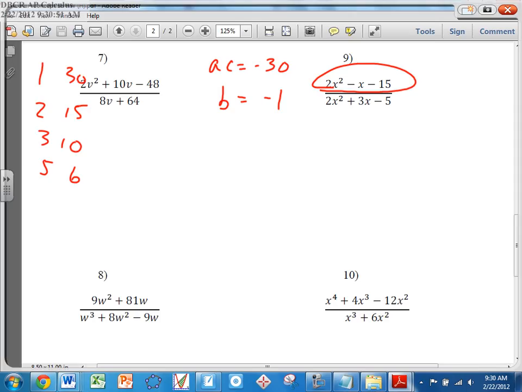AC is 2 times negative 15. So these are the factors of 30. Now, in some form or another, just add or subtract them. Take a look. When you add this, you get 31. And when you subtract it, you get 29. So that's not it. Add these together, you get 17. Subtract them, 13. That's not negative 1 either. Add them together here, 13 or 7. That doesn't work either. Here, though, you get either 11 or you get 1.